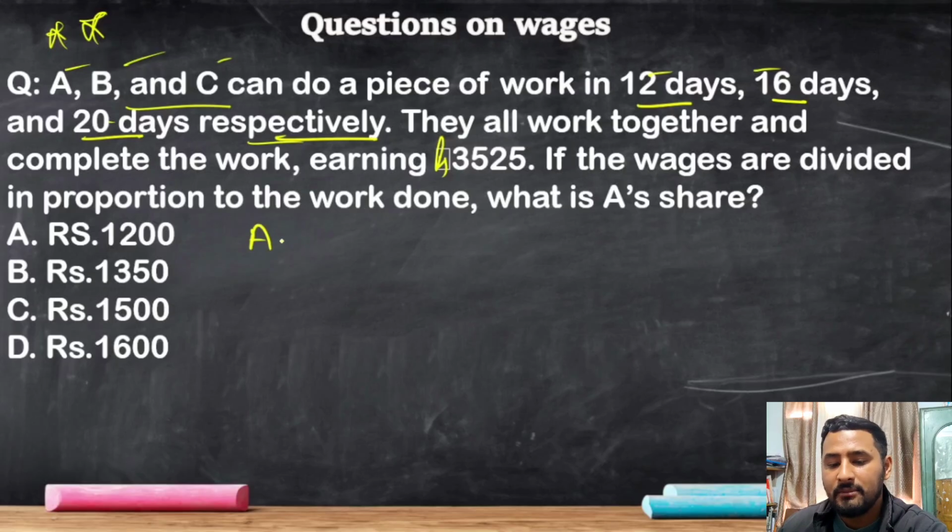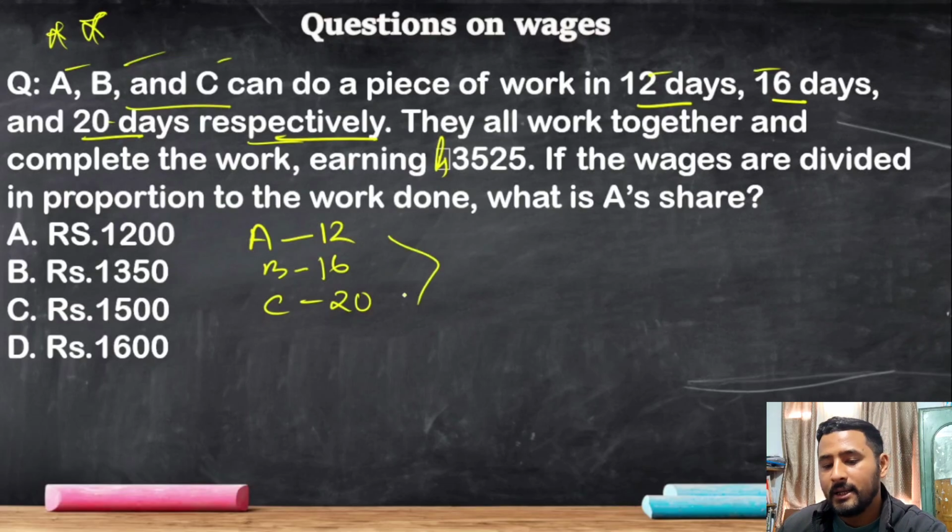Let us do the same. A is 12, B is 16, C is 20. First thing you should do, get the LCM.